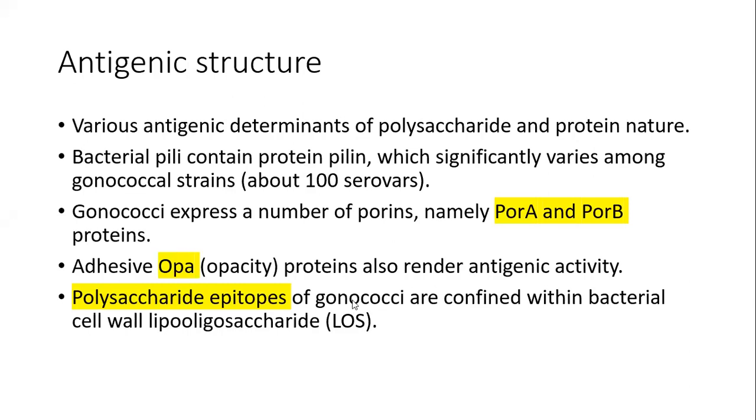Antigenic structure. Various antigenic determinants are of polysaccharide and protein nature. Bacterial pili contain the protein pilin, which significantly varies among gonococcal strains. Gonococci express a number of porins, namely Por A and Por B proteins. Adhesive opacity proteins also render antigenic activity. Polysaccharide epitopes of gonococci are confined within the bacterial cell wall lipopolysaccharide.